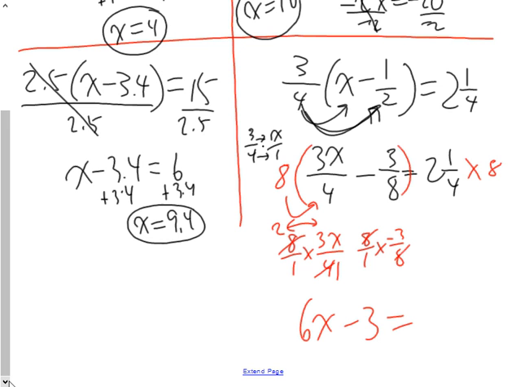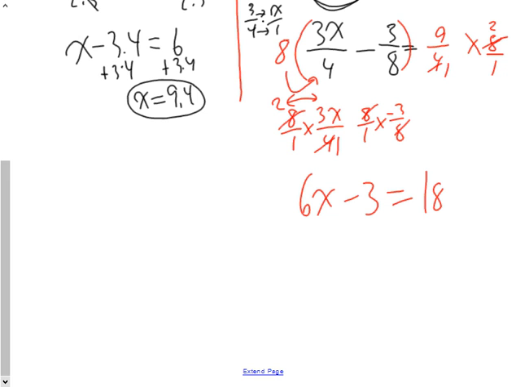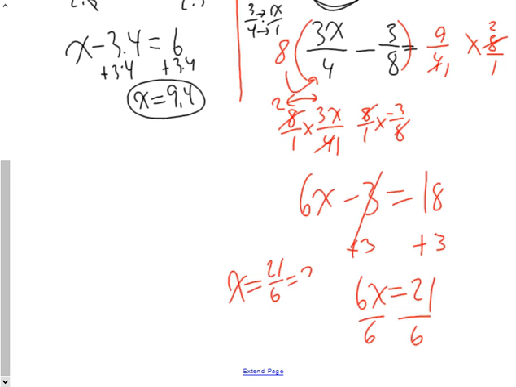And 2 1/4, which is really 9/4, multiplied by 8, is going to be 18. So instead of manipulating fractions, understanding that multiplying both sides by a common multiple of the denominators will give you an equation that doesn't have any fractions. We'll leave you with this question here. X equals 21/6, or 3 and 3/6.